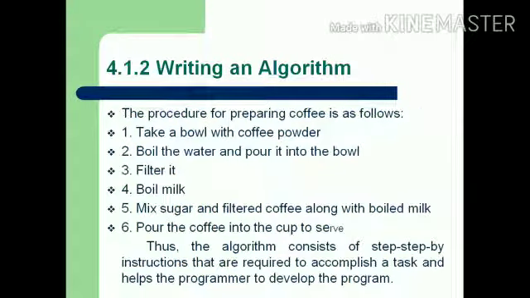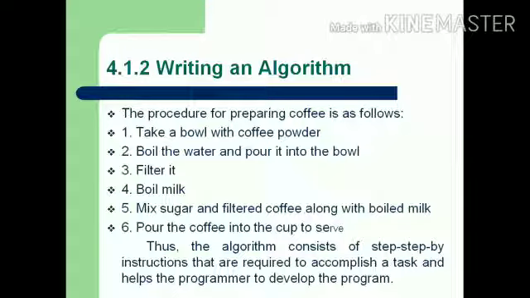Next, here is a simple example for writing an algorithm. It is a real life example, making a coffee. If you want to prepare a coffee, what are the inputs we need? First, we need a bowl. Second, we need coffee powder. Number three, we need water. Next, we need a filter. Next, we need milk. Next, we need serving cups. These are the inputs. By using these inputs, we are going to start the second step, process.